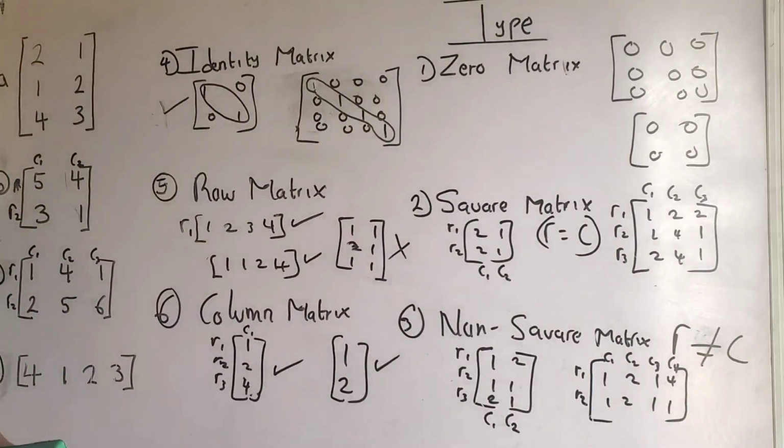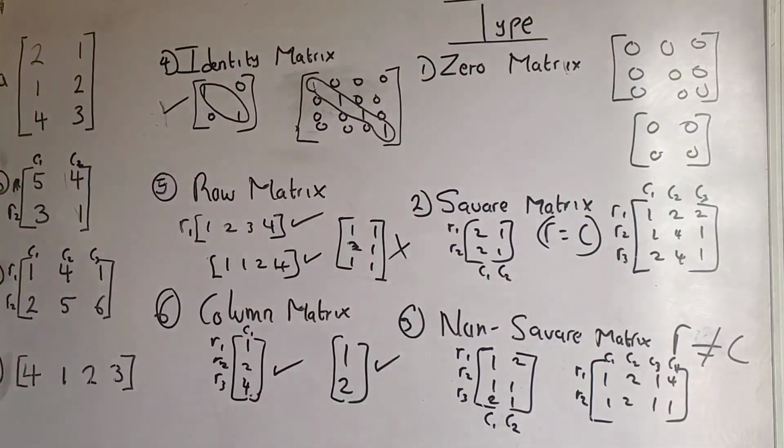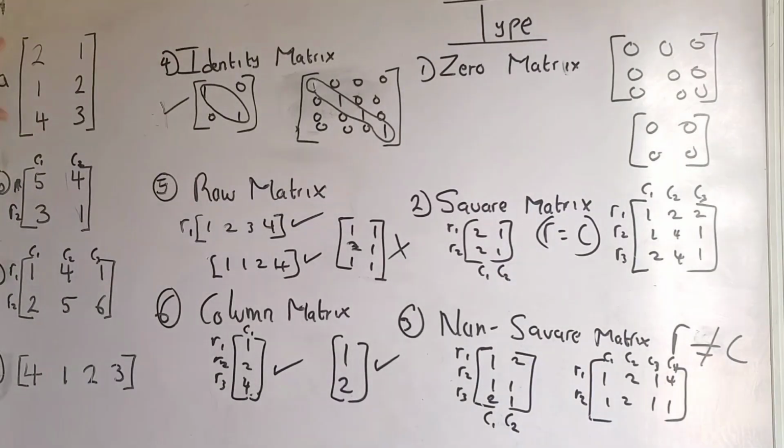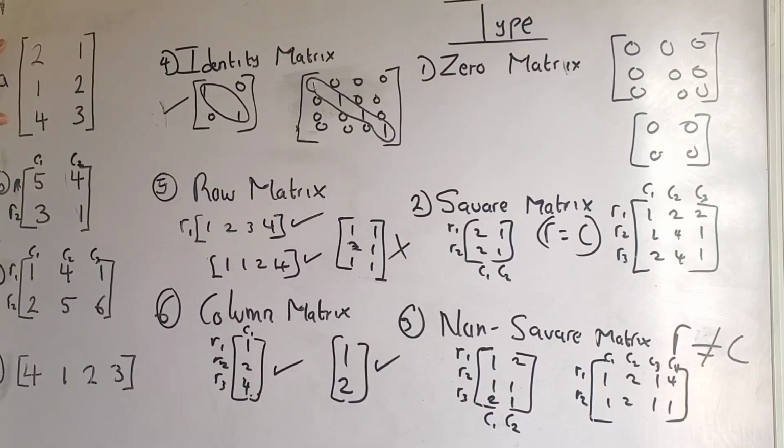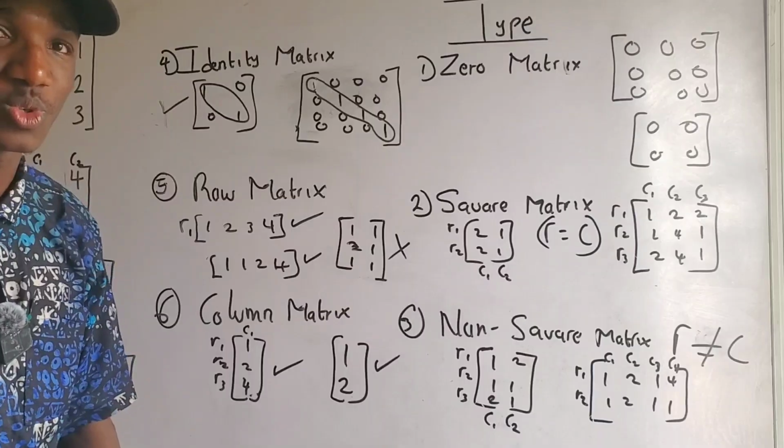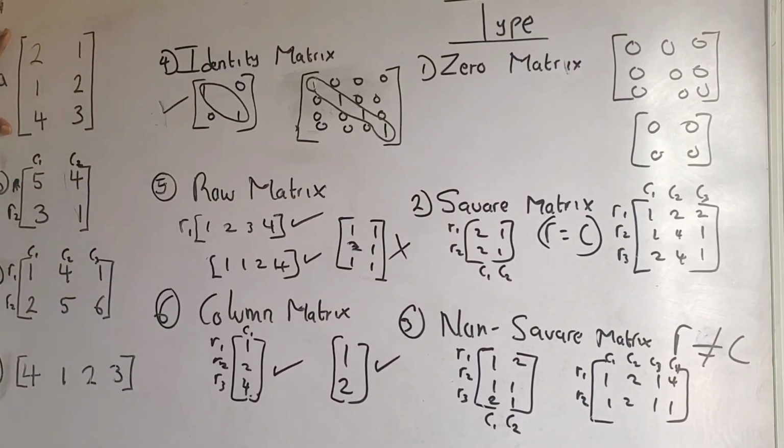Now with respect to everything that we've learned, let us use that to answer this question. You are going to tell me the type of matrix that we have here. 1, 2, 3, 4. Okay. Now, for the first matrix, what kind of matrix is this? Is it zero matrix? Is it square matrix? Is it non-square matrix? Is it identity matrix? Is it row matrix or column matrix? Let us check. For zero matrix, all the elements must be equal to 0. So this matrix cannot be called a zero matrix.